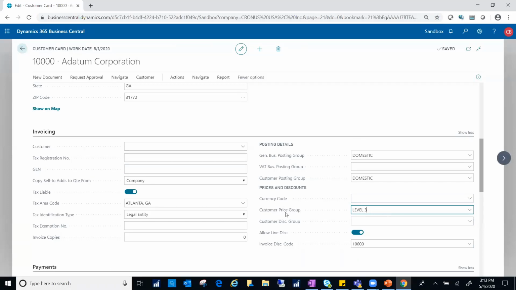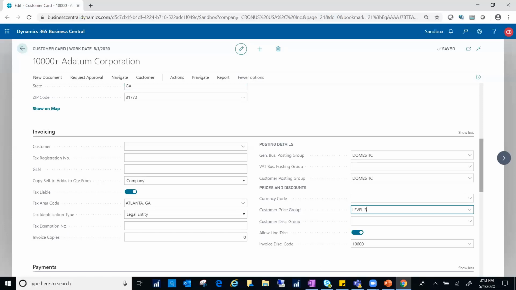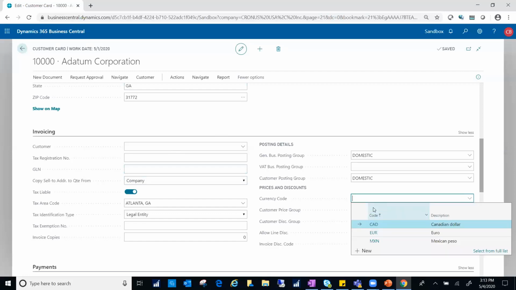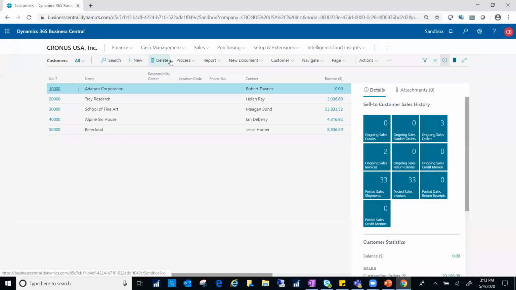This level, this price group, will follow customer 10,000 onto the sales order, knowing that it's a level 3 price group. So that means that the price for that item that we set up will get level 3 pricing. In this example, it was $10. Let's go back.